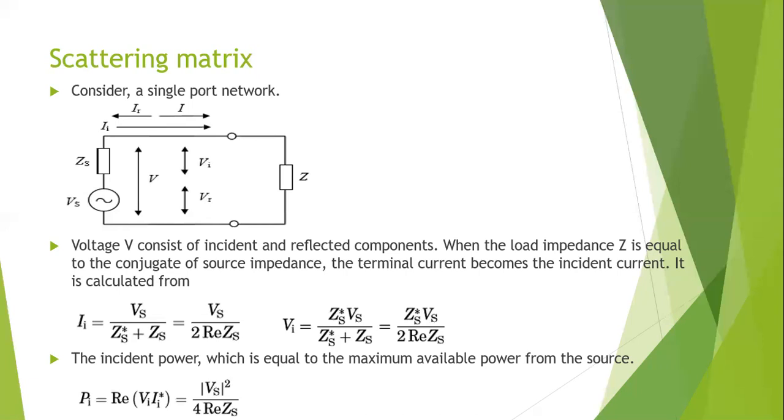As we know, the incident power is a real value. So we are going to consider the real part of the incident voltage multiplied with the conjugate of the incident current. That is equal to the square of the source voltage divided by 4 times the real part of the source impedance.